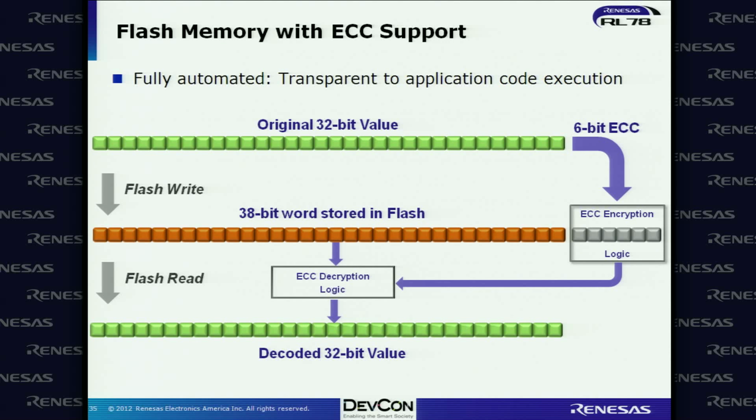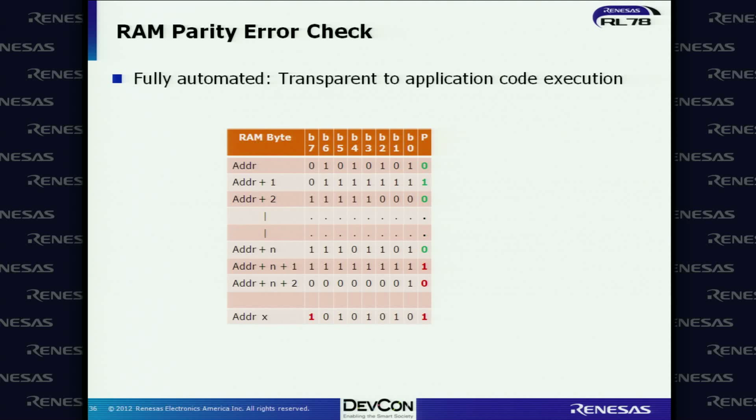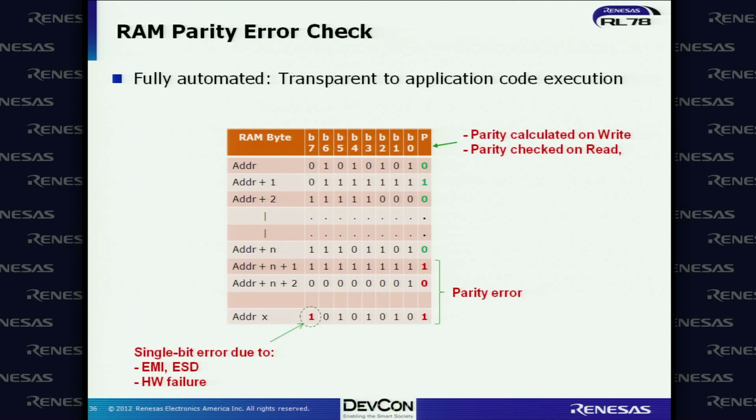So again, is this related to safety? Maybe, maybe not. It would definitely give you another level of reliability in your product. Similarly, RAM parity error check. RL78 has a feature that is inherent to the part. For every 8 bits of data, there is a parity bit that's stored, which can detect whether you have a single bit error in your RAM.